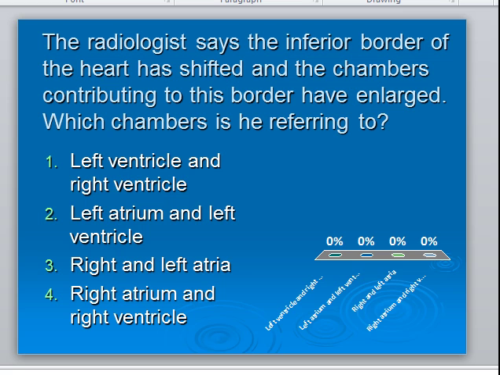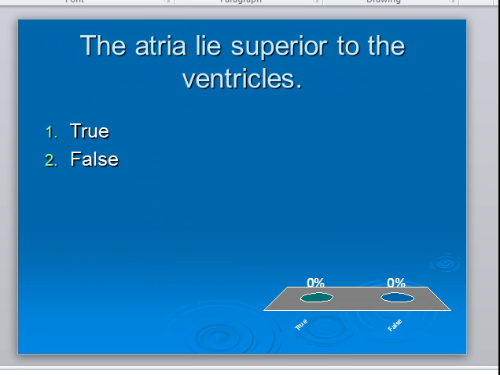And the radiologist says that the inferior border of the heart has shifted. The chambers contributing to this border have enlarged. And which chambers is he referring to? And the atria lie superior to the ventricles. Is this a true or false statement?